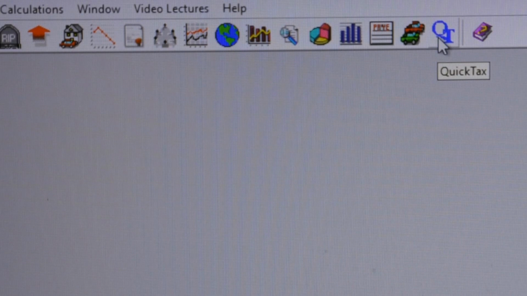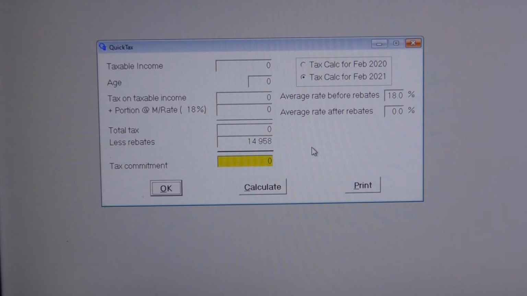This icon accesses the quick tax calculator. You enter the taxpayer's age and taxable income, and the quick tax calculator shows the tax, primary rebates and the average rate before and after rebates. The tax figures for current and previous tax years are shown for comparison.